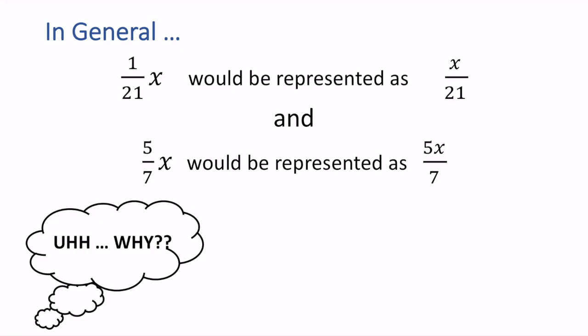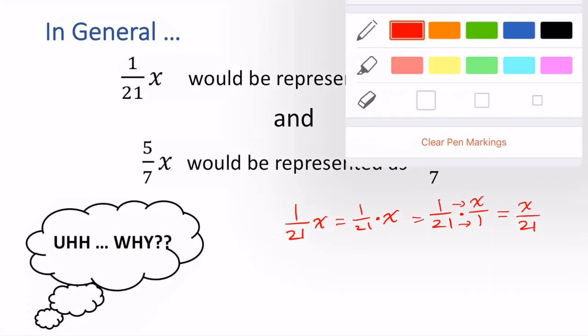So for those of you who are actually interested, this is how it works. 1 over 21x really is 1 over 21 times x. But x we could also write as x over 1. And if we were to actually multiply this through, we'd have x over 21. So these are no different whatsoever.